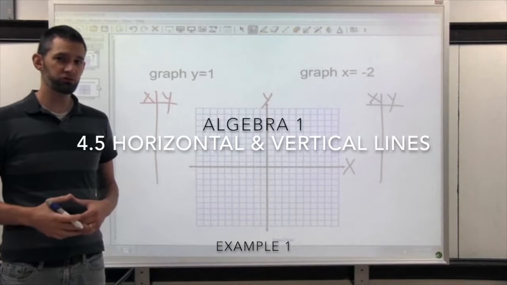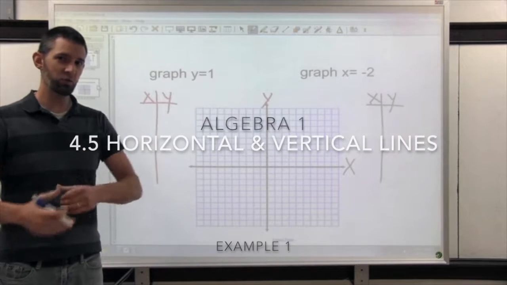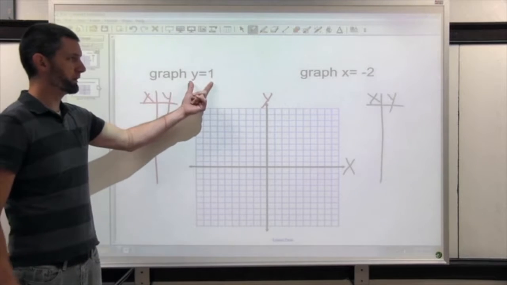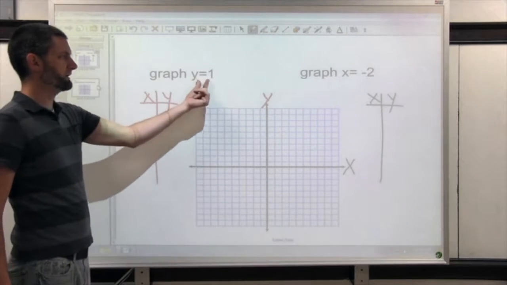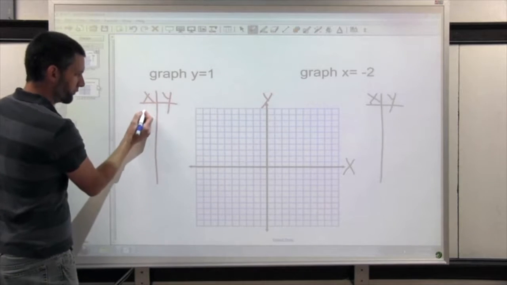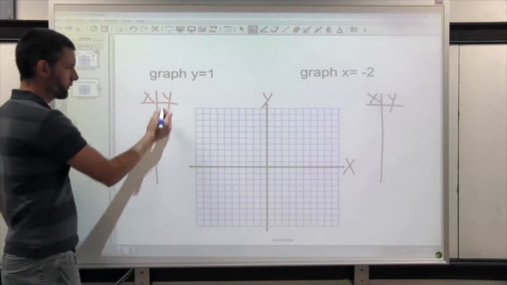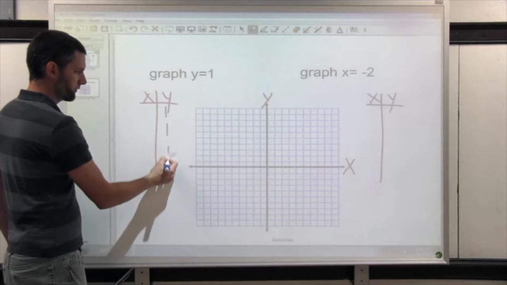So most of the equations we've graphed so far have had an x and a y in them. Let's take a look at an equation that only has a y. In this case it says that y equals 1. That means no matter what the x value, the y is always going to equal 1.